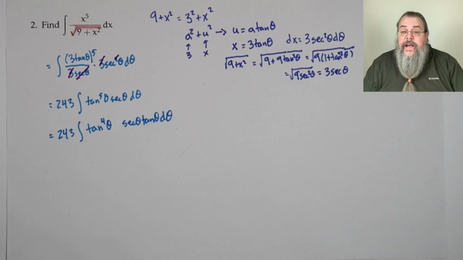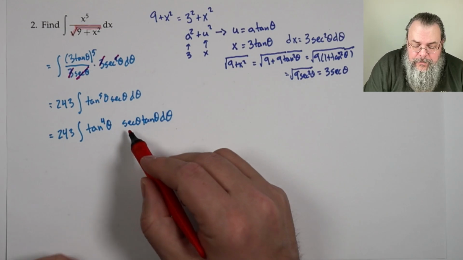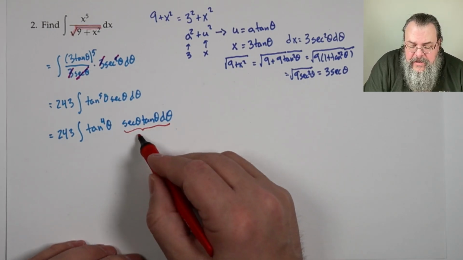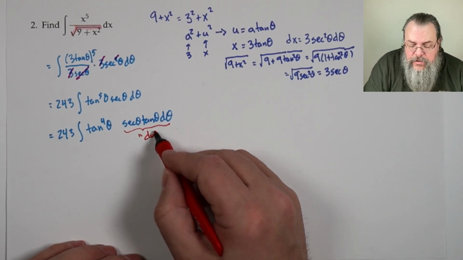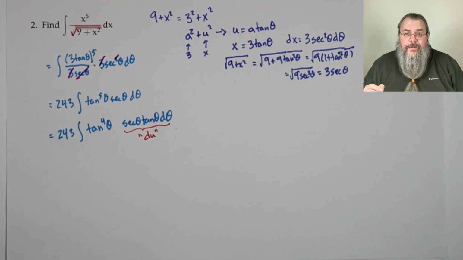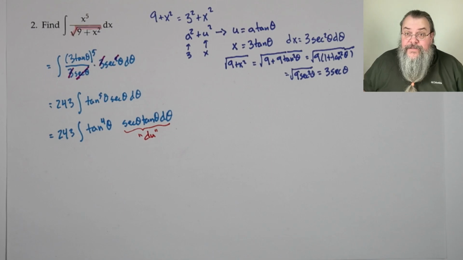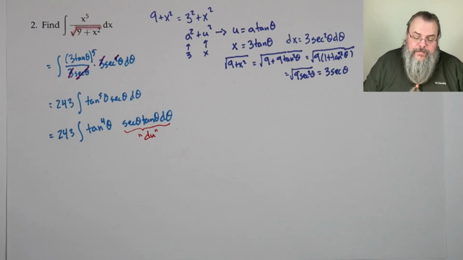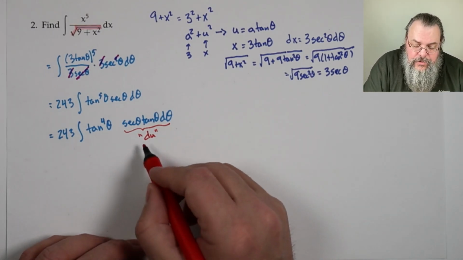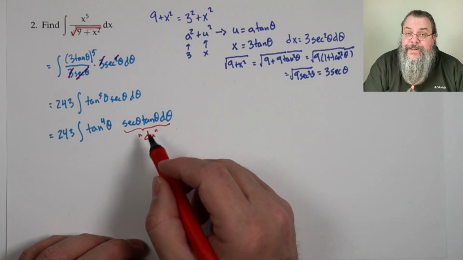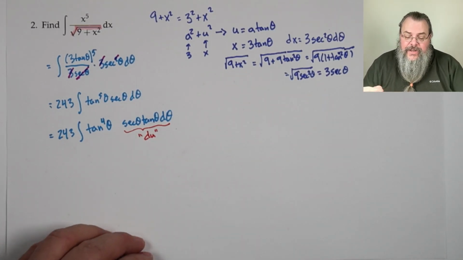Our idea here, what we're trying to do, is set ourselves up for a nice substitution, and we're pulling this off to say, aha, this is going to become our du. You might say, what does that mean? Well, it turns out secant tangent is the derivative of something nice. In particular, if you let u be secant, the derivative is secant tangent. So that's the idea.